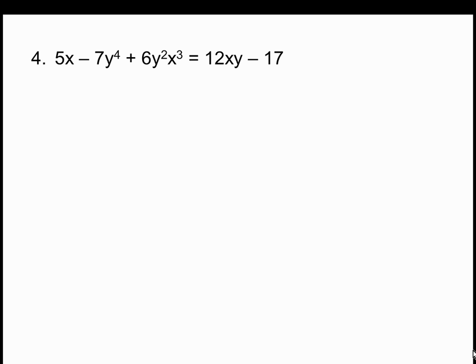Number 4. My equation is 5x minus 7y to the 4th plus 6y squared x cubed is equal to 12xy minus 17. Okay, once again, to get the inverse, just switch the x and the y. Replace all the x's with y's and all the y's with x's. So my inverse relation would be 5y minus 7x to the 4th plus 6x squared y cubed equals 12yx minus 17. And once again, don't do anything else to it. You're done. That is the inverse relation.